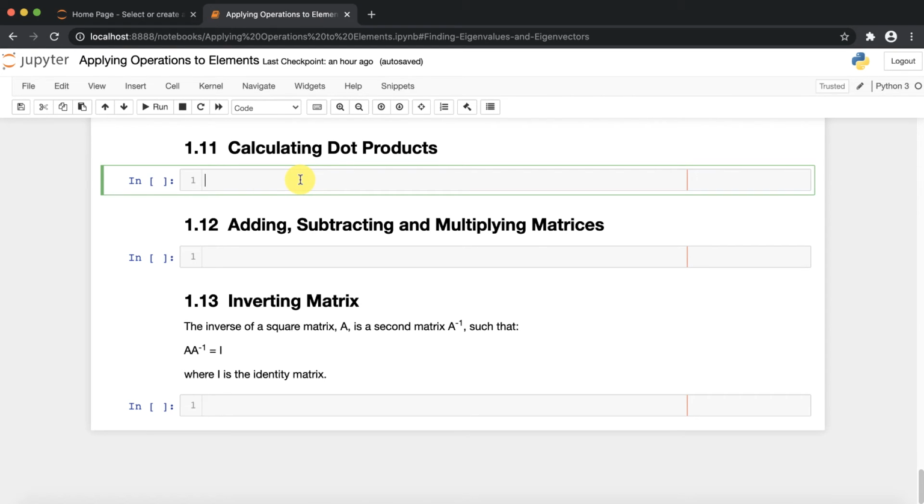Today in this video we are going to see some basic functionalities, basic operations you can say. First, we are going to calculate the dot product. The dot product is the summation of a_i times b_i. If I want to calculate the dot product of two vectors, how can I calculate it?